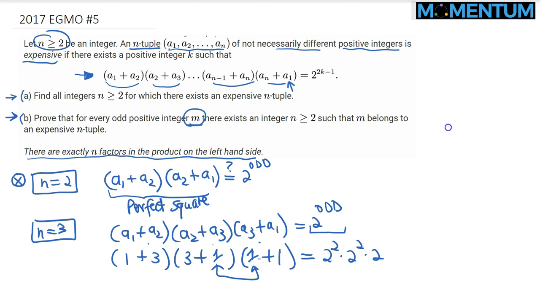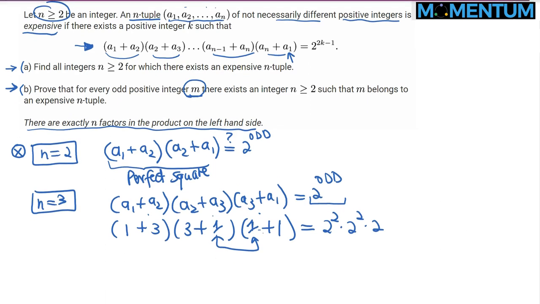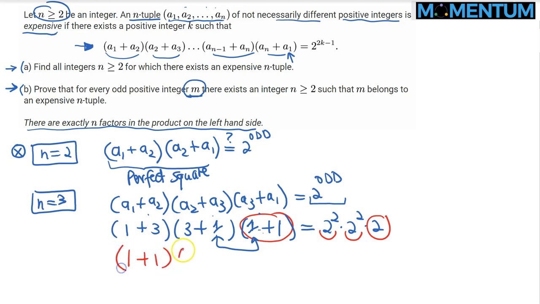Well, the question is, how did we do it? Is there any particular rule? Or could we have done it simpler? Of course. Notice that we just realized here that 1 plus 1 is a 2. Why didn't we just make the other terms also 2? So instead, we could have used 1 plus 1 times 1 plus 1 times 1 plus 1. That's just 2 cubed, and it's an odd power of 2. Perfect. It works. Indeed, whenever n itself is an odd number, because we have n factors on the left-hand side, if n is odd, then we have a product of an odd number of 2's, right? If we replace all the a_i's.